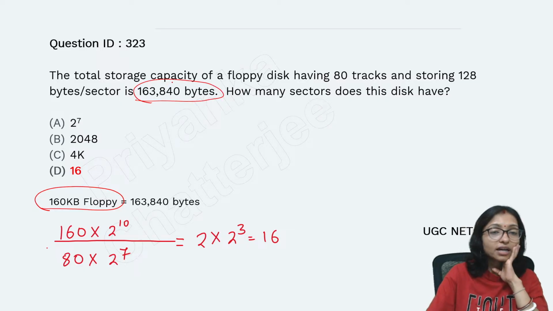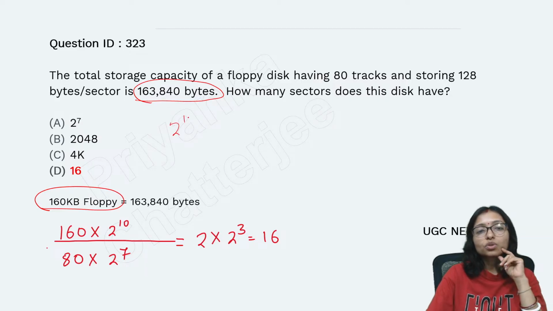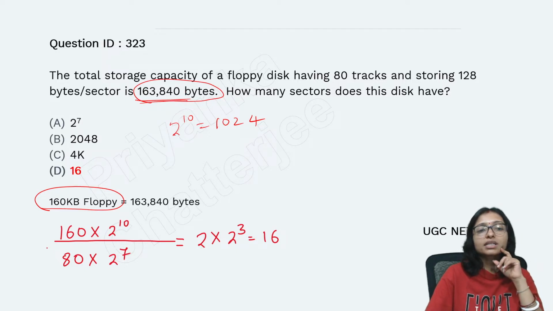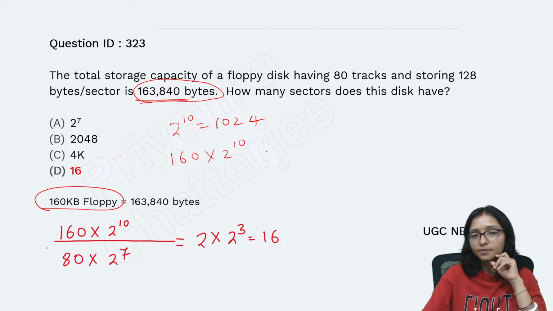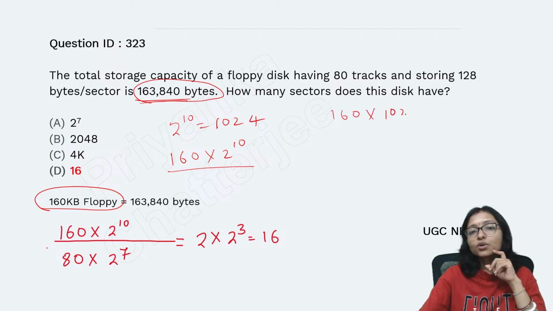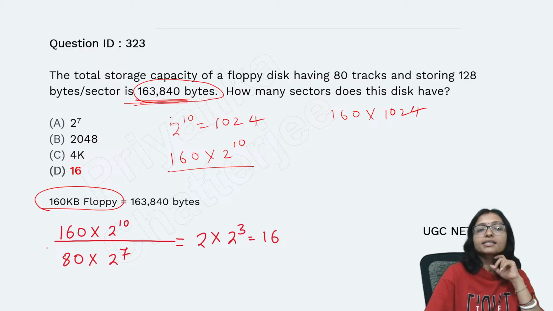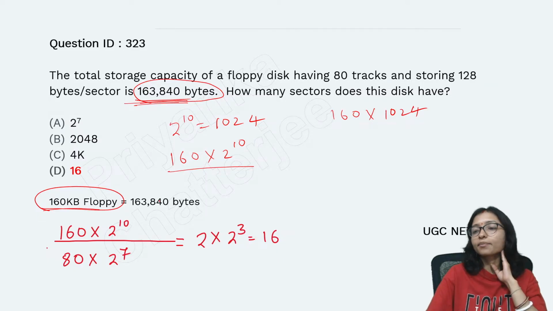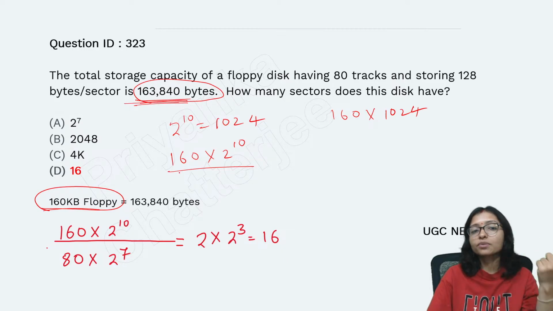Now you will think how I will do it. So actually here you need to understand one thing: 2 to the power 10 means 1024. By looking at this you need to think, okay, what is this? This is actually 160 multiplied by 2 to the power 10. If I multiply 160 by 1024, then I get this type of value. So from here I can see that this is a 160 KB floppy. Then your calculation will be easy. Otherwise your calculation will be difficult.